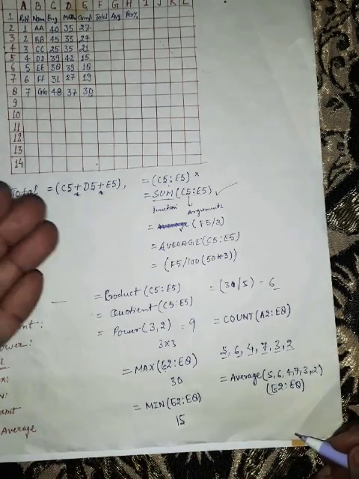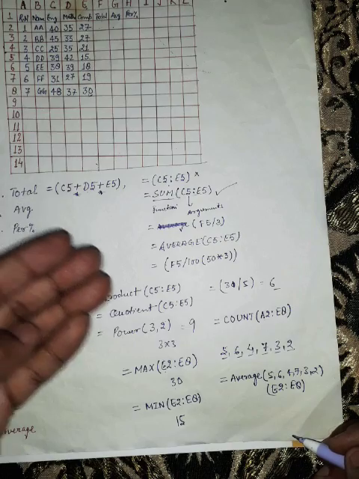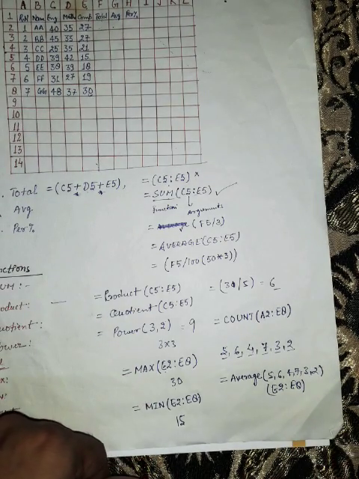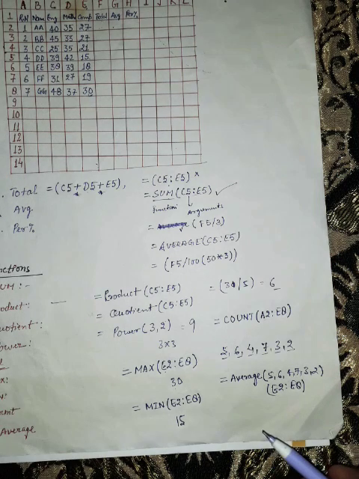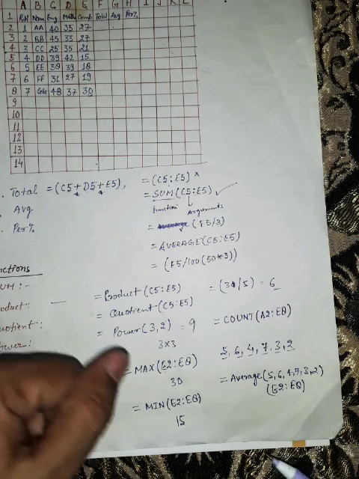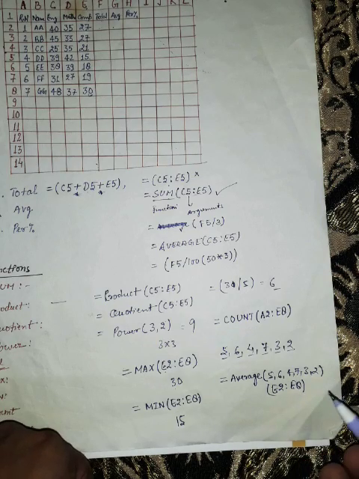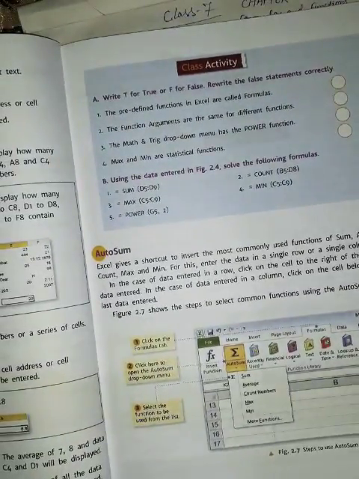Suppose in different subjects you got different marks, you can get the average of your subjects here. So what would be the average of your numbers in all subjects? By this way we can get the average of the numbers in a cell range or in a cell area. So here students, the next topic is AutoSum.